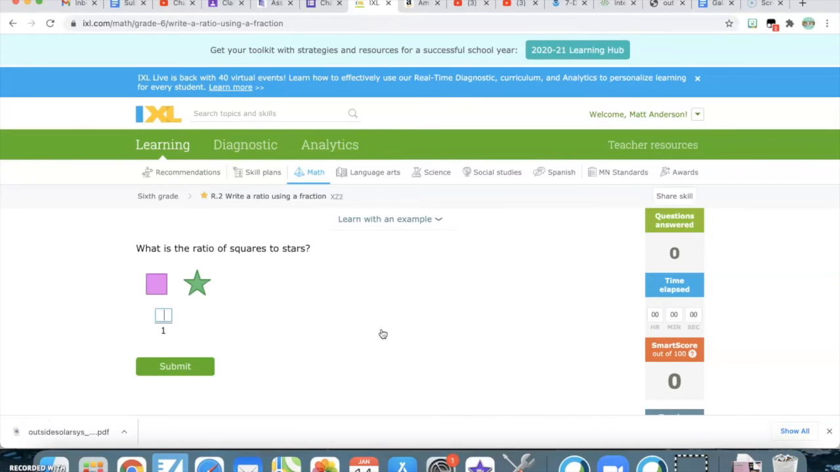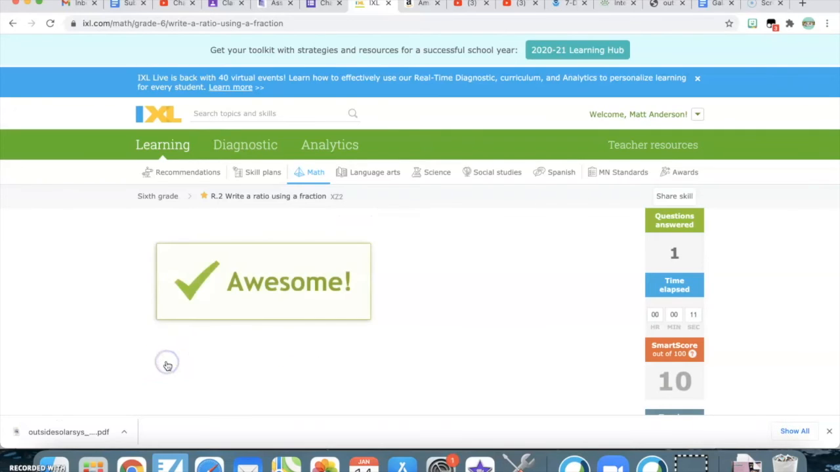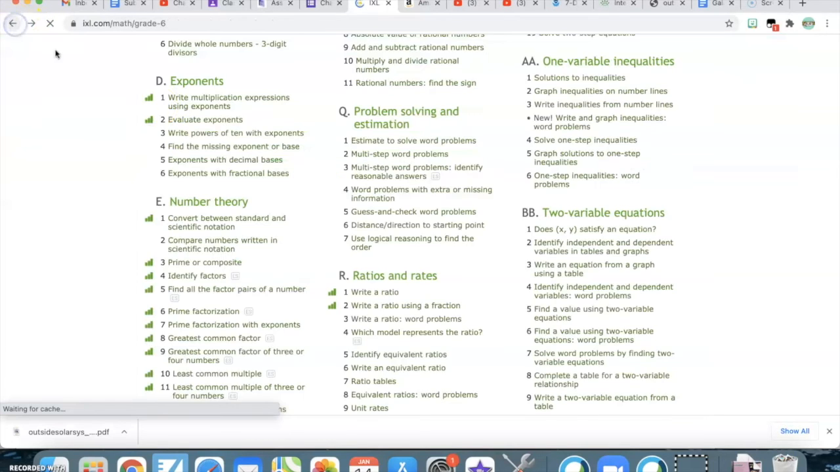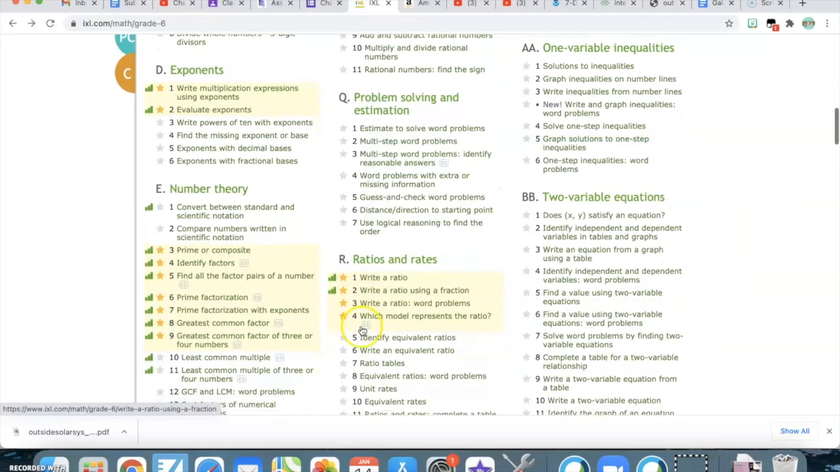It's kind of like the same thing, but now you're writing it as a fraction. What is the ratio of squares to stars? That's just a 1-to-1 ratio. For every 1 square, there's 1 star. Okay, so it's kind of the same thing. What's the ratio of stars to triangles? Stars is first, right? That's on top. Triangles is second. That's on the bottom. 1, 2, 3, 4. Okay. All right. So that's the next IXL. The next one.